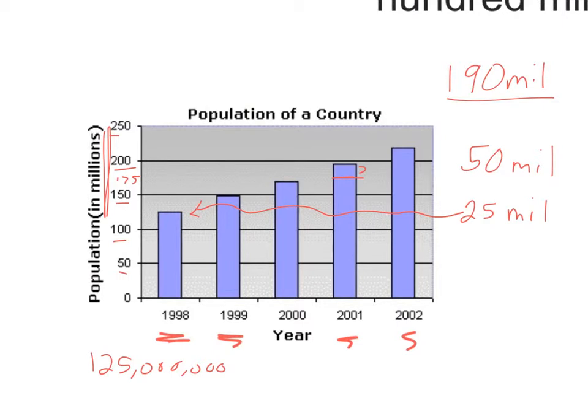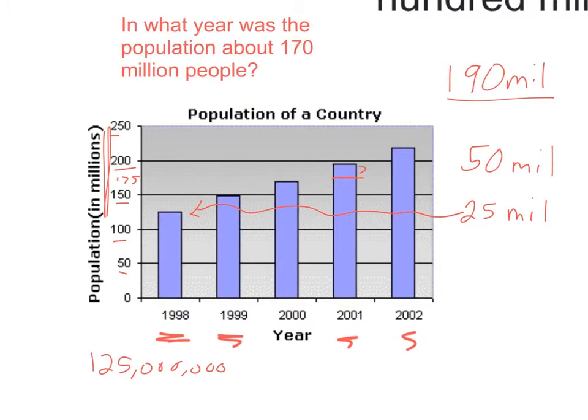So it's really important to pay attention to where in between these two lines this falls. The graph maker made sure that they didn't put it halfway because that would represent a different number. That would represent 175. They wanted you to see that it's really, really close to 200 million, but it's not there. All right, take a look at my next question here.